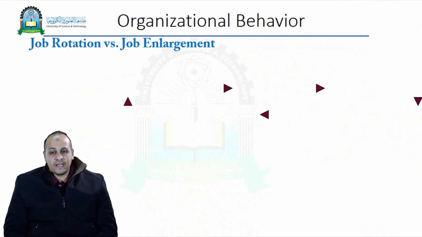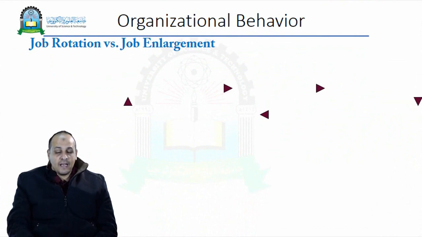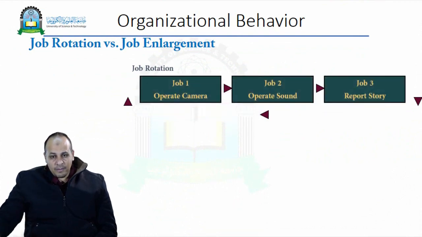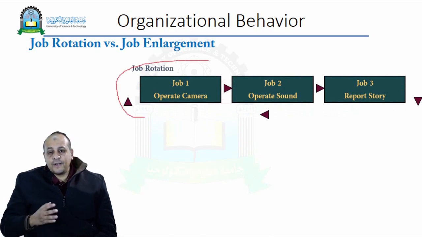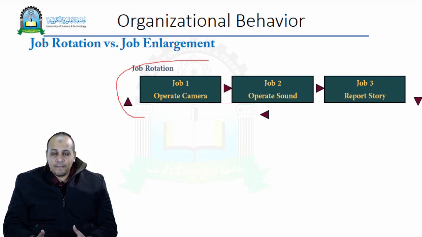بعض الأحيان قد يكون التحفيز عن طريق عملية التدوير أو التغيير في بعض المهارات الوظائف في الشركة. على سبيل المثال we have the job rotation here. For example, job number 1, 2 and 3. These are 3 different jobs. For example, operate the camera, operate the sound, report story. Now, job rotation means that you have an employee doing all these jobs in different time slots. This can help him somehow enrich the kind of skills he or she has.